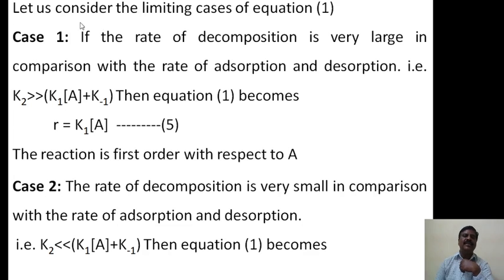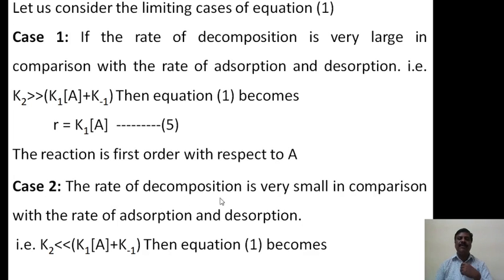Now let us come to the limiting cases of equation 1. There are a few cases. Case 1: if the rate of decomposition is very large in comparison with the rate of adsorption and desorption, that is K2 is very much greater than K1 into the molar concentration of A plus K minus 1, then equation 1 becomes R is equal to K1 into molar concentration of A. This reaction is a first order reaction with respect to A, because the reactant A is there.